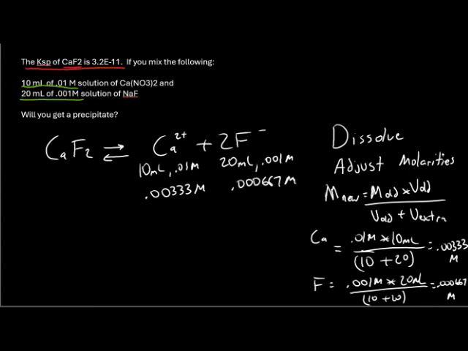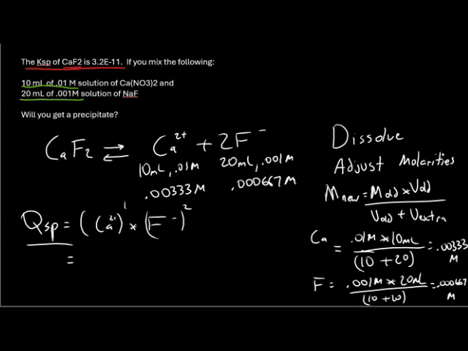Now that we have our molarities, we can find a quantity called Qsp. Qsp will be equal to Ca raised to the first power, and we'll note that it's also 2+, times F minus raised to the second power. It looks similar to Ksp, except we are not necessarily at equilibrium. These molarities may not place us at equilibrium. Therefore, since we don't know whether we are at equilibrium or not, we'll say Qsp.